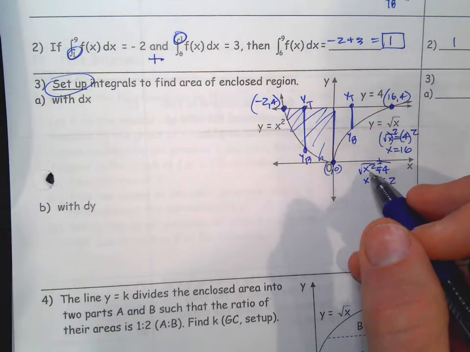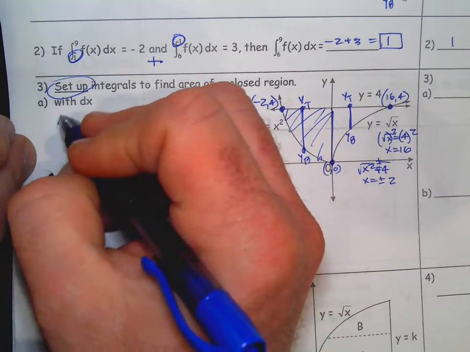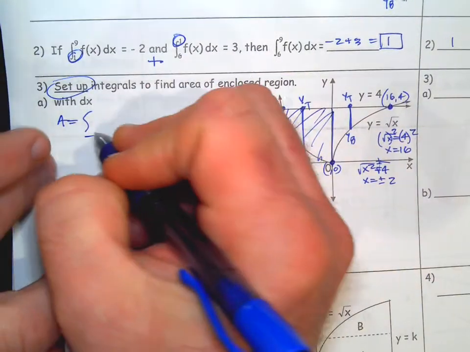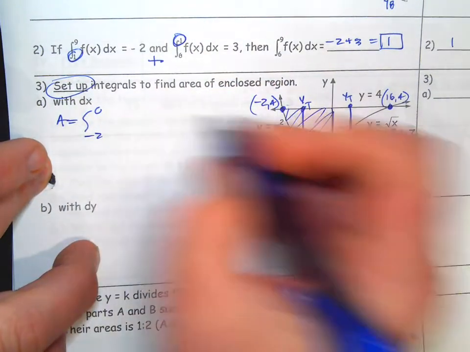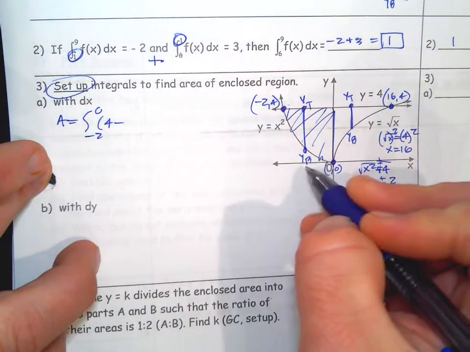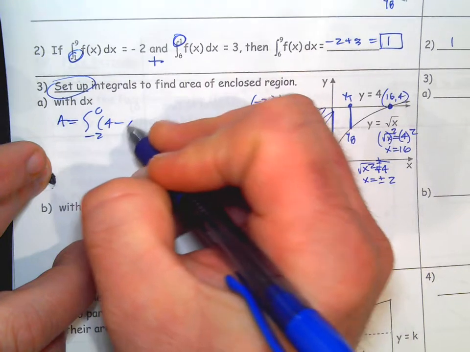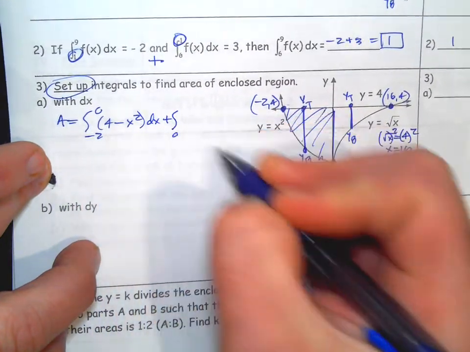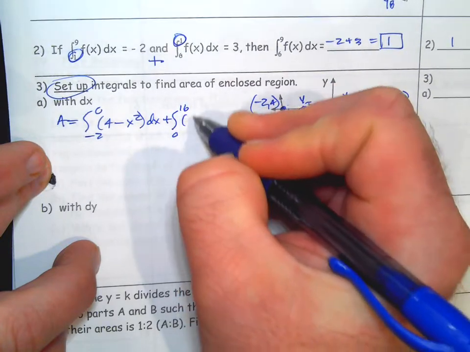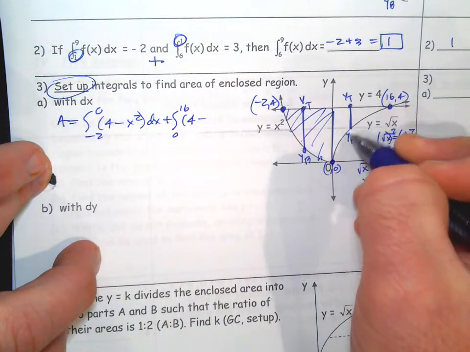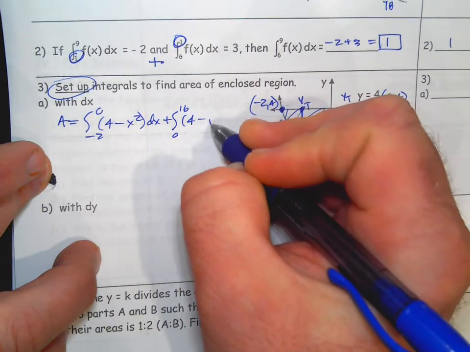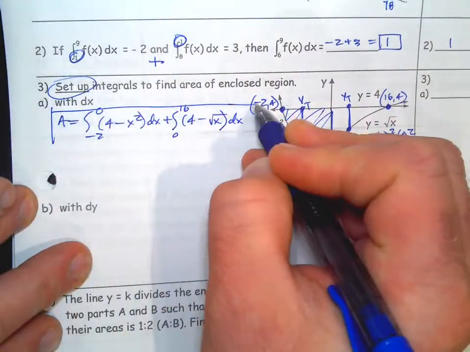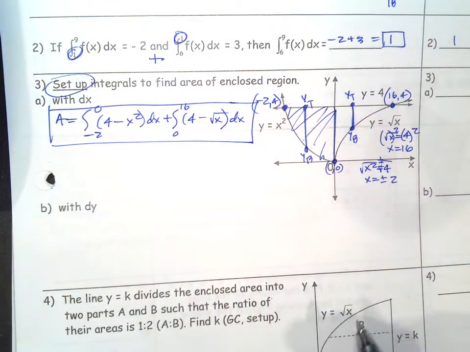So, vertical slices, we're going to have to do negative 2 to 0 first. Y top is 4. Y bottom is x squared dx. And then we're going to do 0 to 16. Y top is still 4. Y bottom now is square root of x dx. So that's the answer.